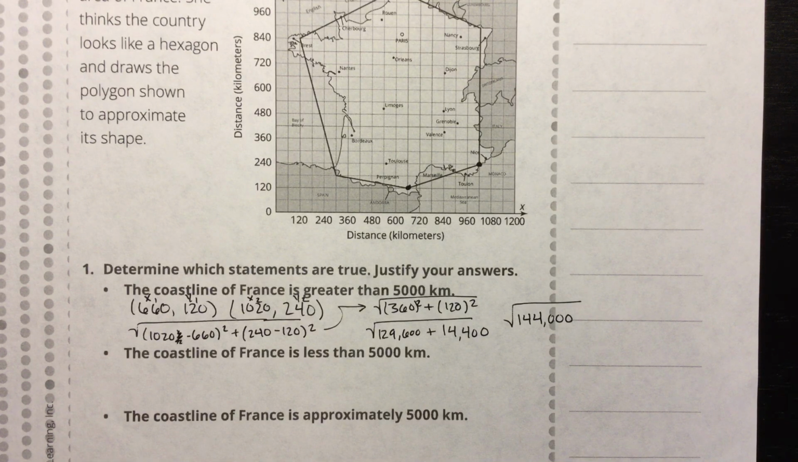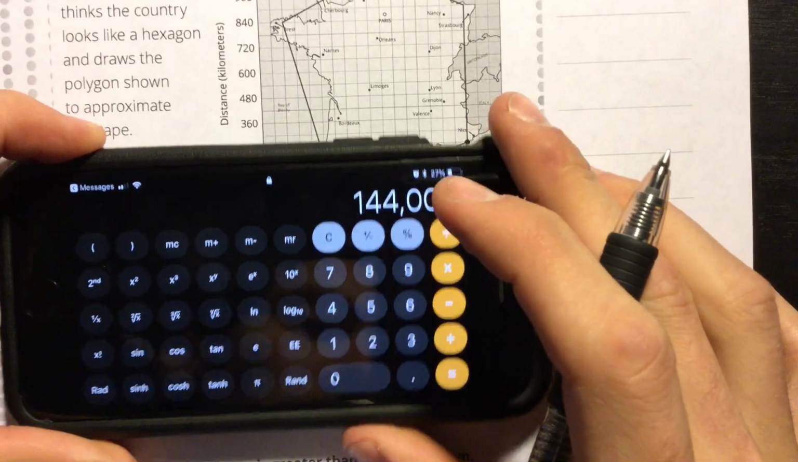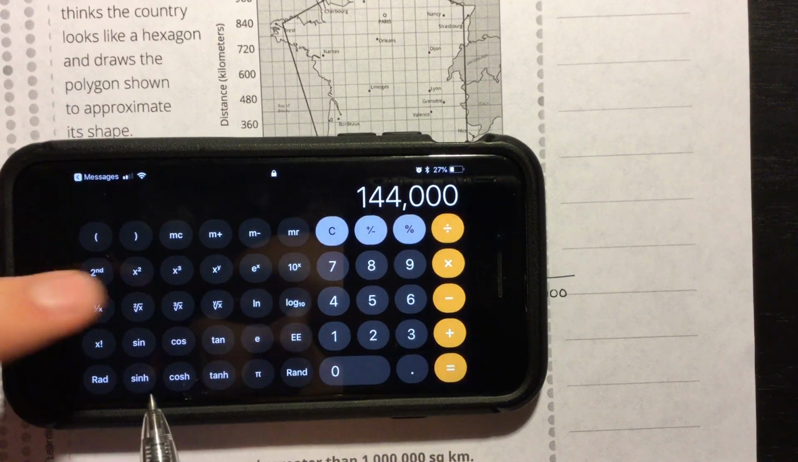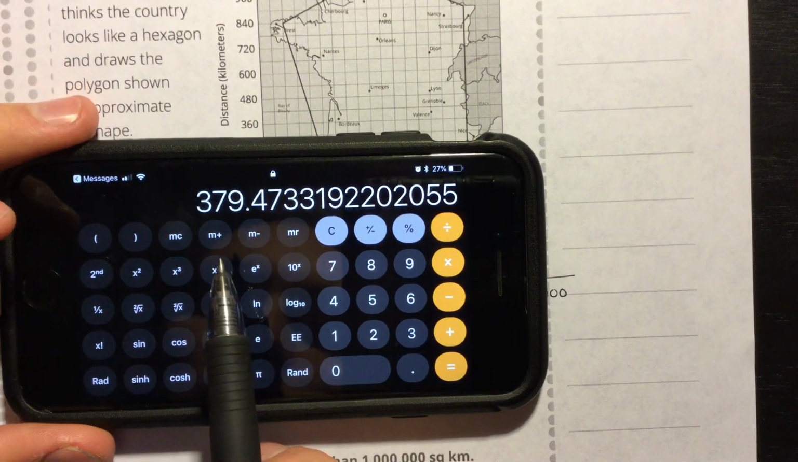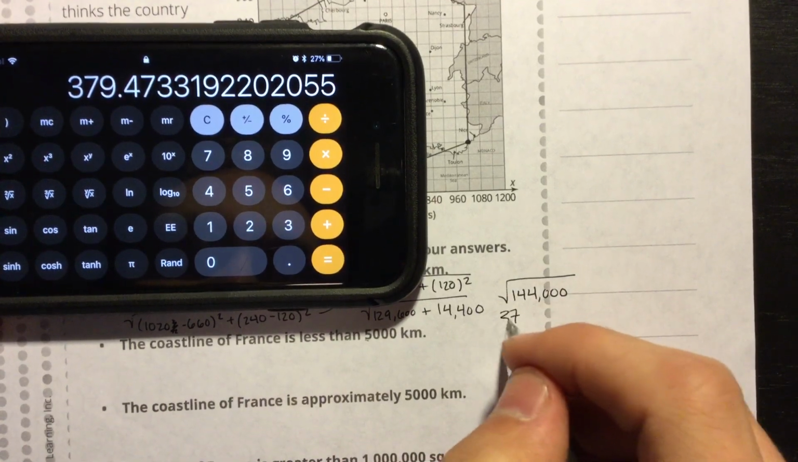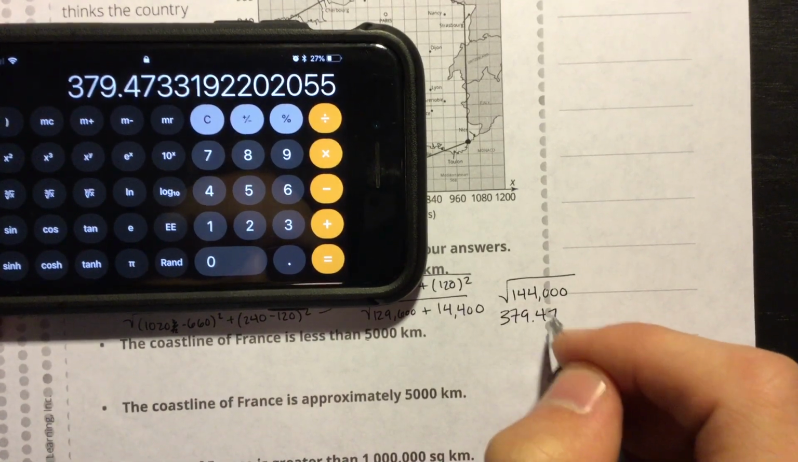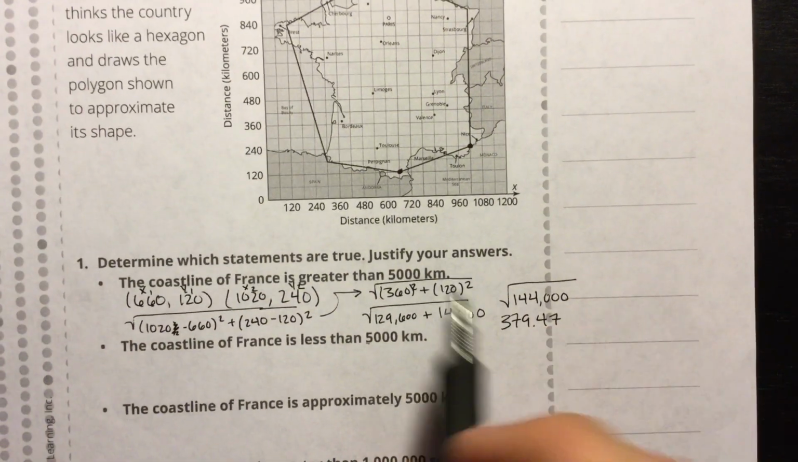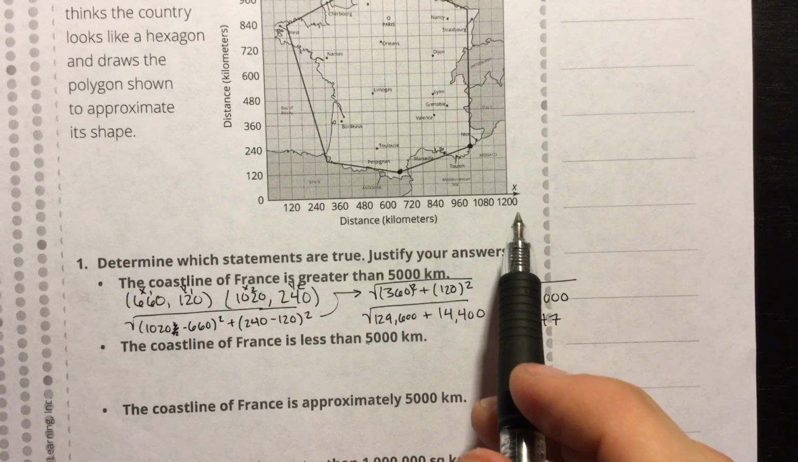Okay, so now this is the part where, if you guys didn't know this, you can turn your phone sideways, and you're looking at this button, the square root button, boom. For some reason it doesn't like to do it after I lay it down. Here we go. And so your square root is 379.47. Okay, and then we need to see what units this is. So this is a distance in kilometers.